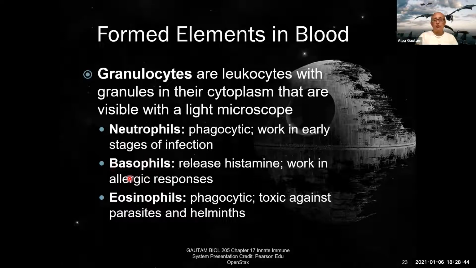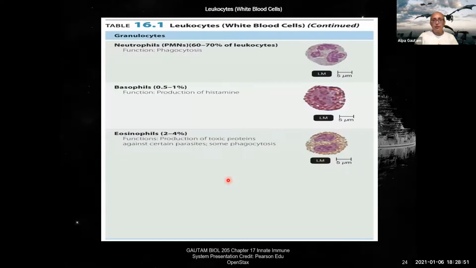Overaction or overactivation of basophils can lead to anaphylactic shocks, which can be deadly. Okay, so this is what neutrophils look like. Neutrophils have this kind of multi-lobed nucleus. It looks like it's multiple nuclei, but it's just one nucleus. It just has multiple lobes.